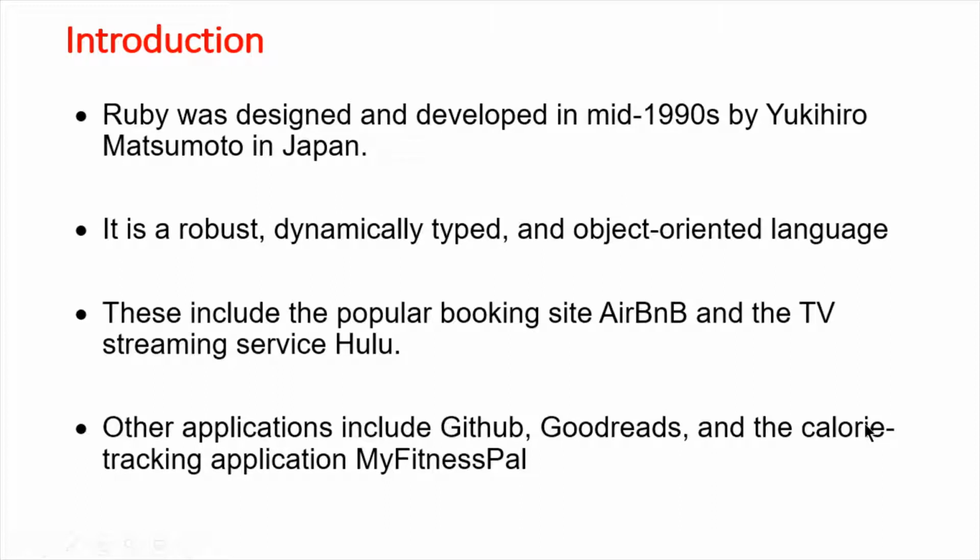Ruby was designed and developed in the mid-1990s by Yukihiro Matsumoto in Japan. It is a robust, dynamically typed, and object-oriented language. These include the popular booking site Airbnb and the TV streaming service Hulu. Other applications include GitHub, Goodreads, and the calorie tracking application MyFitnessPal.